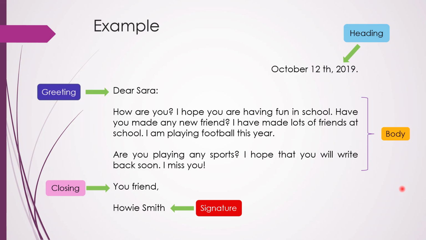In the closing, you said your friend, with love, regards, yours sincerely, or sincerely yours, or yours truthfully, whichever. And then we have the signature. In this case, we have Howie Smith. So as you see, they are the principal parts in this example.